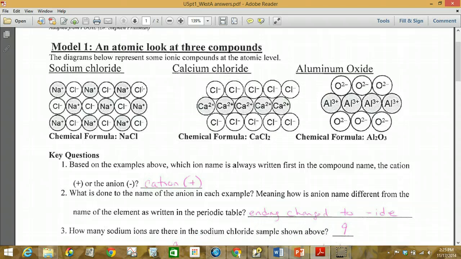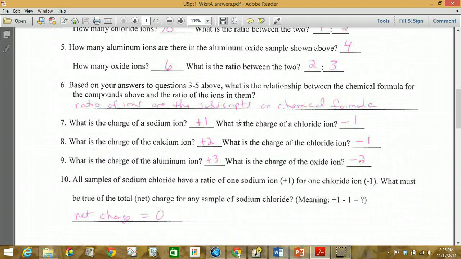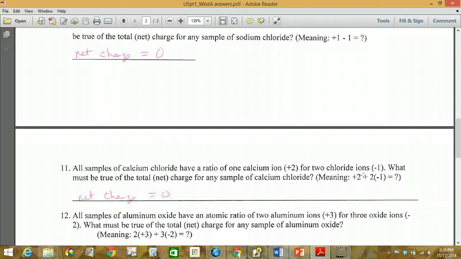And again, we don't write in the ones, but when we're asked for the charges, we should write that in down here. So sodium's +1, chloride's -1, calcium's +2, chloride's -1 again. Aluminum's +3, oxide's -2. And so what you should notice is that all of the charges add up to 0. So if I have, again, looking at the ratios, there's 1 of these for every 1 of these, that adds up to 0. If we look at this, well, you're given the math here. There's 1 calcium, which is +2, for every 2 chlorides, which is -1. Well, if you do this math, that adds up to 0.